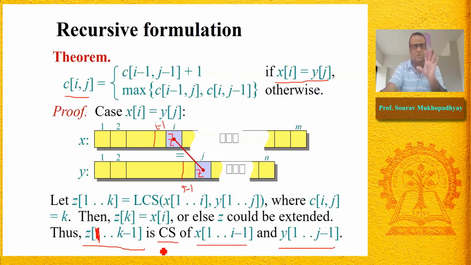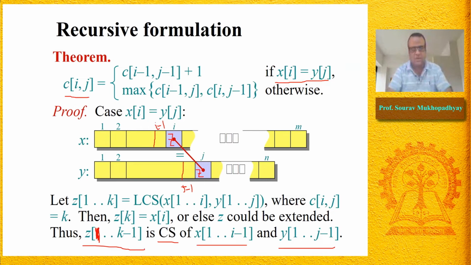Now this is a common subsequence. Now we'll argue that this is a longest common subsequence. How to show that? Any idea? If we can do that, then the length of the longest common subsequence up to i minus 1 and up to j minus 1 will be just k minus 1, and then with this plus 1 will give us k, and that is the proof. So how to prove this? Any idea?